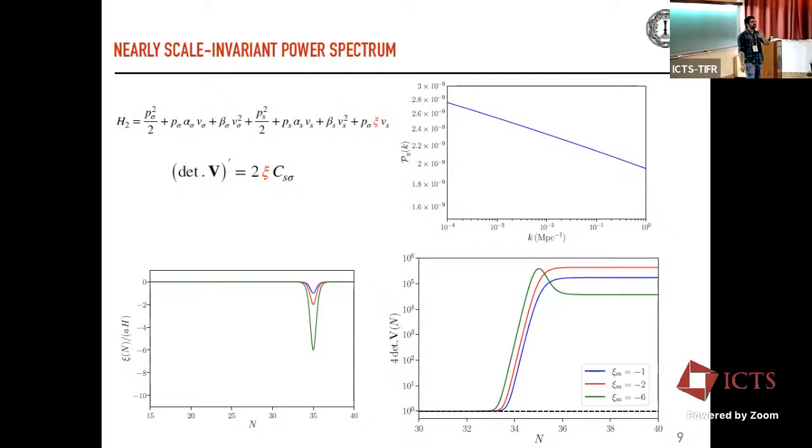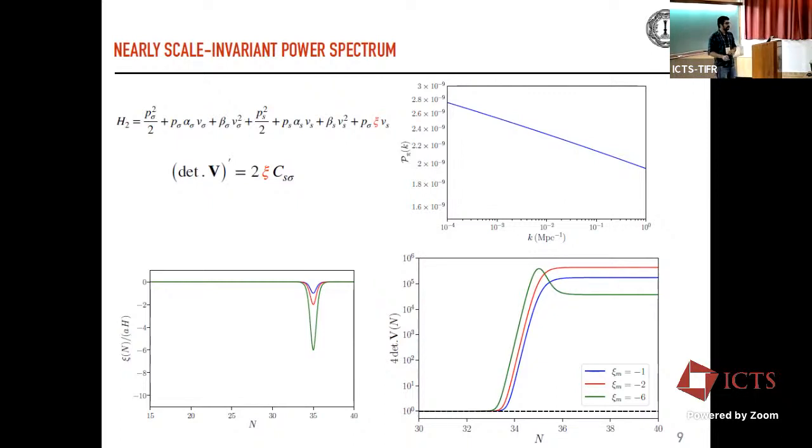That determinant V is basically what? It's some combinations of correlation functions associated with curvature perturbations. For different psi, if I introduce a different psi, which is basically the interaction strength, but I have to make sure that it doesn't affect the shape of the power spectrum, you will see that this determinant V increases.